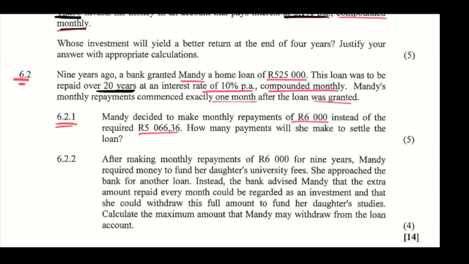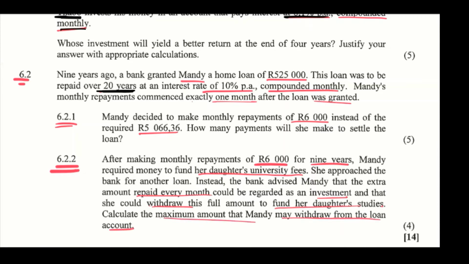Now we go to 6.2.2, right? So after making monthly payments of 6,000 rand for 9 years, Mandy required money to fund her daughter's university fees. She approaches the bank for another loan. Instead, the bank advises Mandy that the extra amount repaid every month could be regarded as an investment, and that she should withdraw this full amount to fund her daughter's studies. Calculate the maximum amount that Mandy may withdraw from the loan.